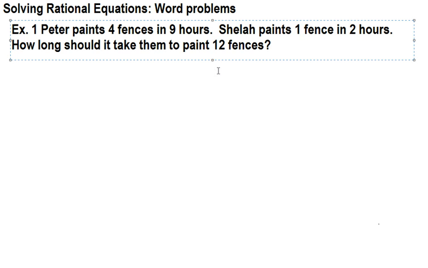So first thing, if you haven't already, get out your notes and copy this down. We're talking today about solving rational equations, which hopefully you remember from Friday. That's what we did. But we're going to be doing word problems today. So example 1. Peter paints 4 fences in 9 hours. Sheila paints 1 fence in 2 hours. How long should it take them to paint 12 fences?